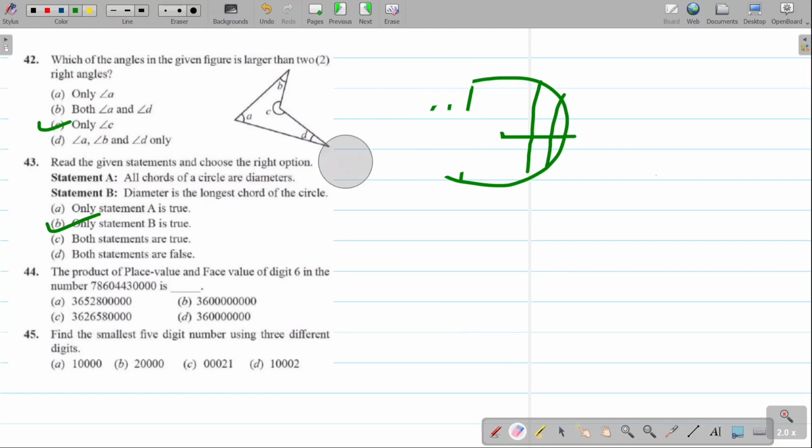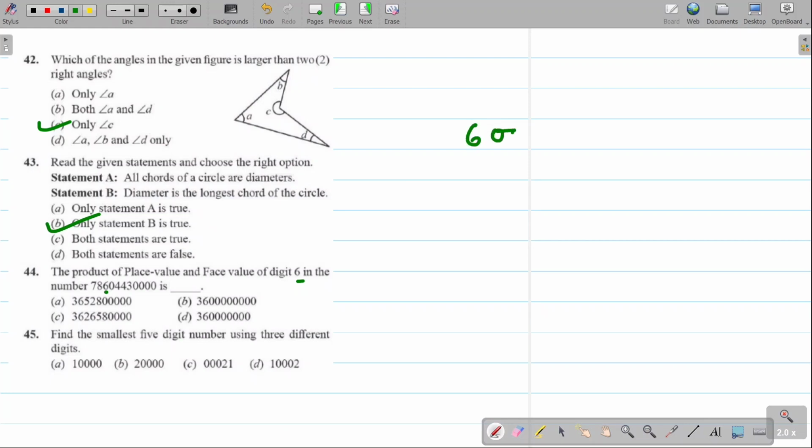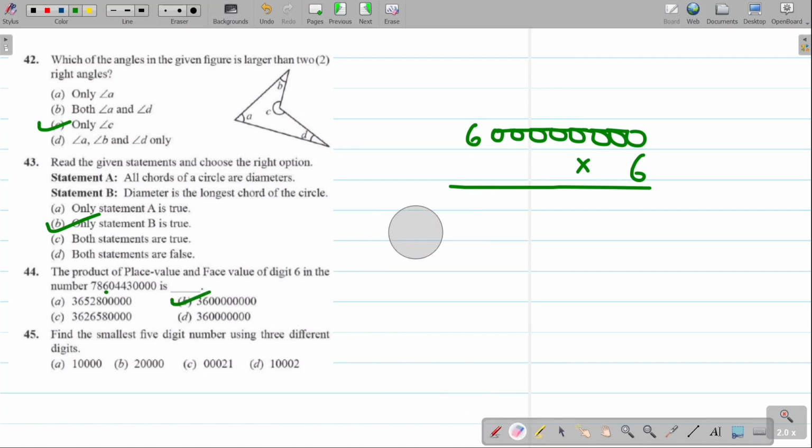Moving to question number 44, it says find the place value and the face value of digit 6 in the number. So let us check how many digits are there after 6. 1, 2, 3, 4 and 4 zeros. So 8 zeros. So 6 and 1, 2, 3, 4, 5, 6, 7 and 8. And the face value we know is 6 only. 6 into 6 is 36 and then 8 more zeros. So we'll just count, is there 8 zeros in this option? 1, 2, 3, 4, 5, 6, 7 and 8. Yeah, option number B has 8 zeros, so it will be quite correct.